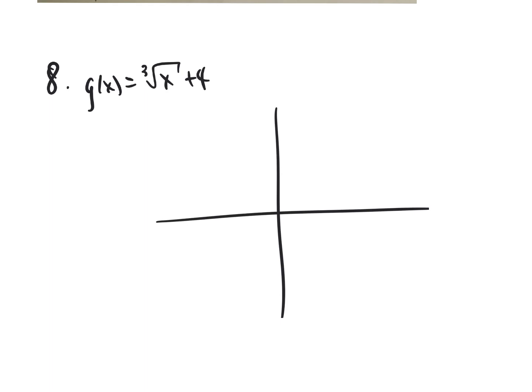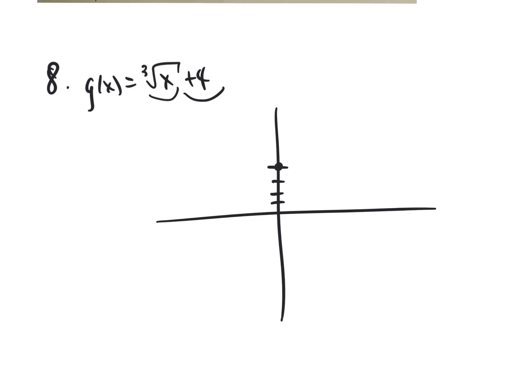So we have, let's see, number 8, which is g of x is equal to the cube root of x plus 4. Okay, and the transformations are exactly the same. Any plus or minus inside, there isn't. Any plus or minus outside, up or down in the same direction, so this is up 4.